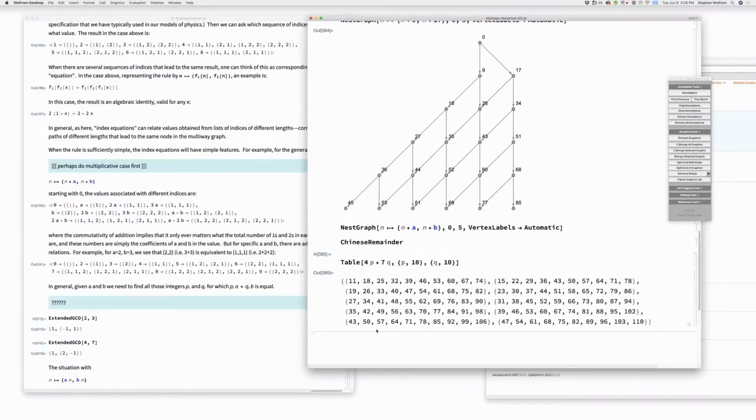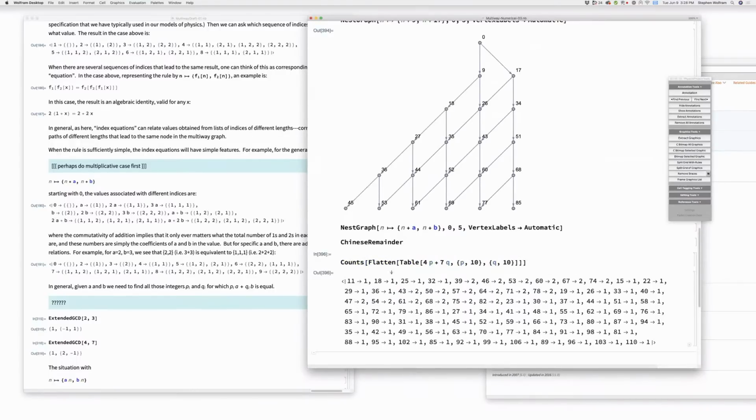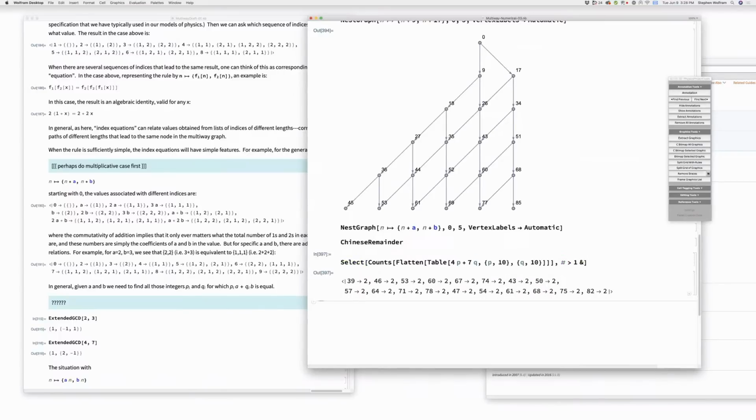So if we count a flatten of that, and then we want to select those with count greater than 1, we derive those numbers. Where do those numbers come from? Do you understand what I'm saying? So those are the numbers that correspond to places where there was more than one way to get to a particular value here.